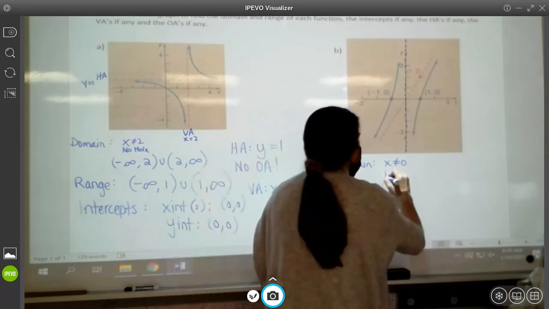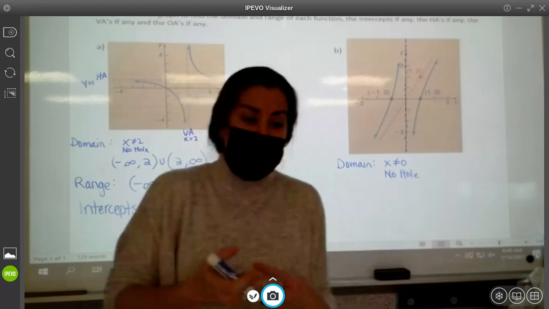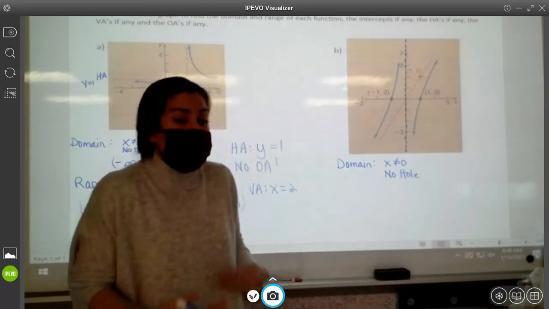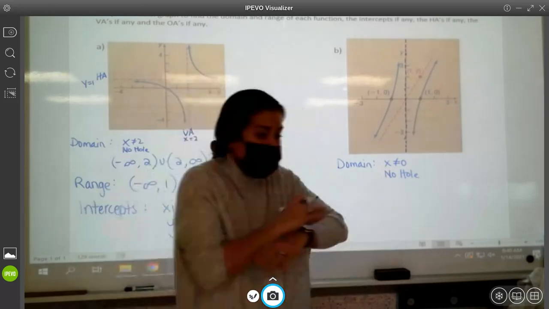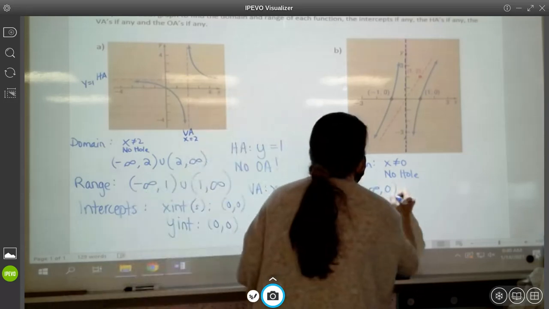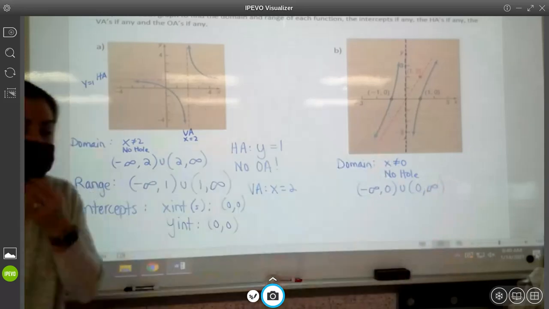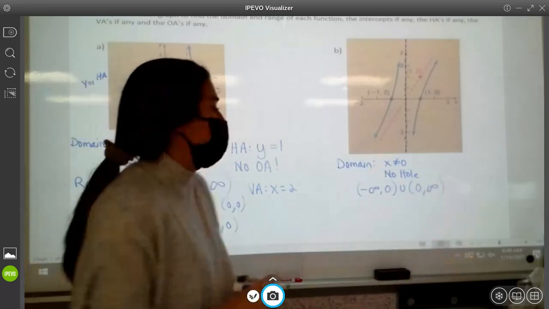So since there's no hole, that means there were no bad guys that canceled. So the only bad number in this function's domain is 0. X just can't be 0, which would be negative infinity to 0, union 0 to infinity. And just make sure you use parentheses so that you're not including the 0.